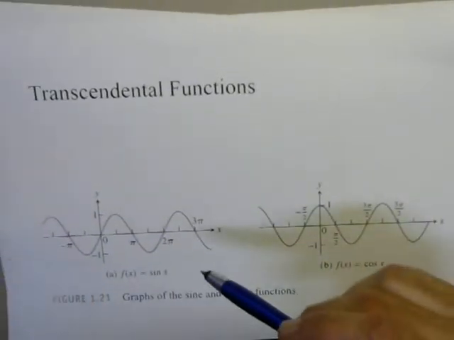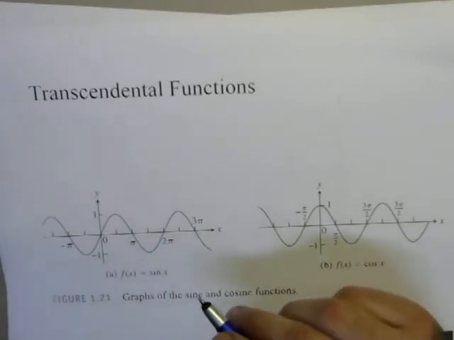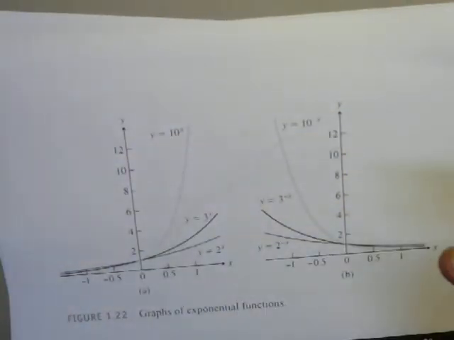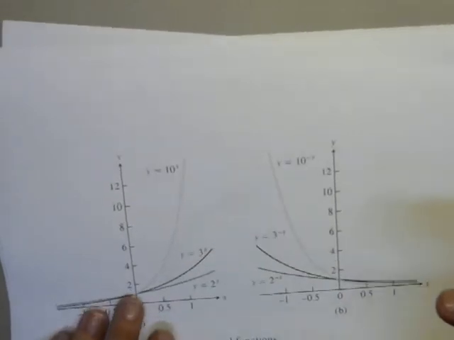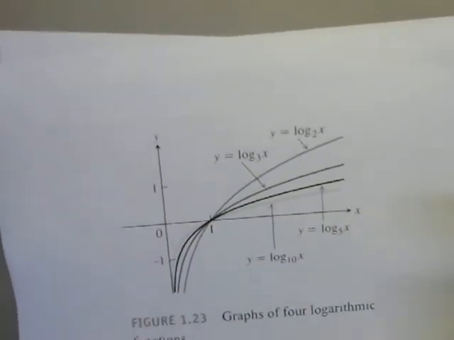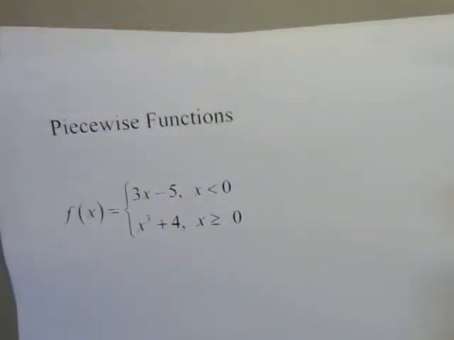Remember, there are also transcendental functions, functions that can't be written in terms of a finite number of subtractions, divisions, multiplications, things like that. For example, the sine and cosine functions, exponential functions. So I'm just going through some of the stuff we've looked at before. Logarithmic functions. I also talked about piecewise functions.